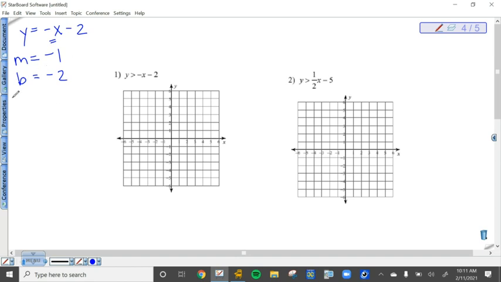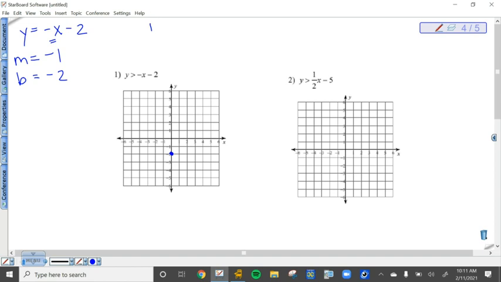My y-intercept is at negative 2. That means on the y-axis, I go down to negative 2, right? This is our starting point. The y-intercept is the starting point. And then we use our slope to draw the rest of the line. My slope is negative 1.